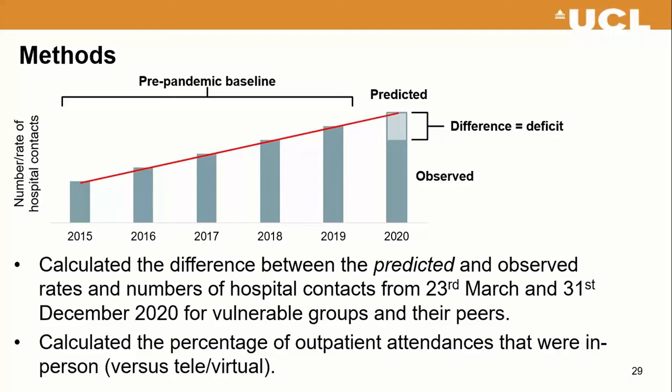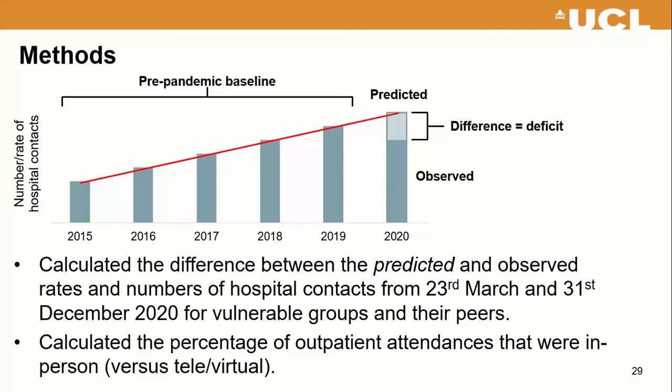So because the ECHILD database is a longitudinal database, we were able to look back over the 5 years preceding the pandemic, so 2015 to 2019, and we used this to establish a pre-pandemic baseline. So we looked at the rates of these different hospital contacts in the 5 years before the pandemic. And then based on that information, we predicted using a Poisson model what we would have expected the likely rates to have been had the pandemic not happened.